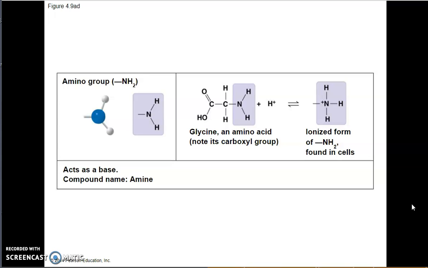An amino group, the NH2, consists of a nitrogen atom bonded to 2 hydrogen atoms and the carbon skeleton. Organic compounds with amino groups are called amines. The amino group acts as a base because it can pick up a hydrogen ion from the solution. Amino acids, the building blocks of proteins, have amino and carboxyl groups.